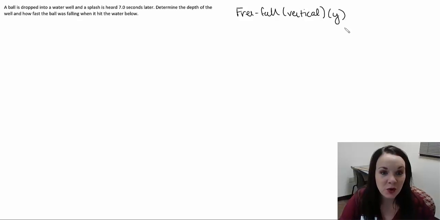So it says here a ball is dropped into a water well and a splash is heard 7.0 seconds later. Determine the depth of the well and how fast the ball was falling when it hit the water below. So let's start by listing out what we know.